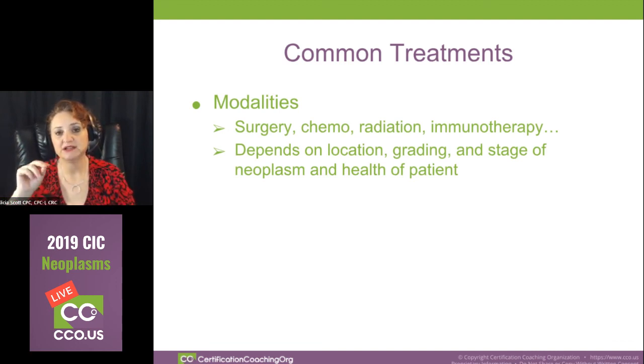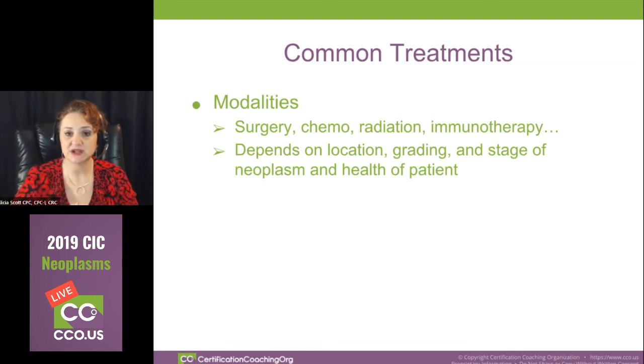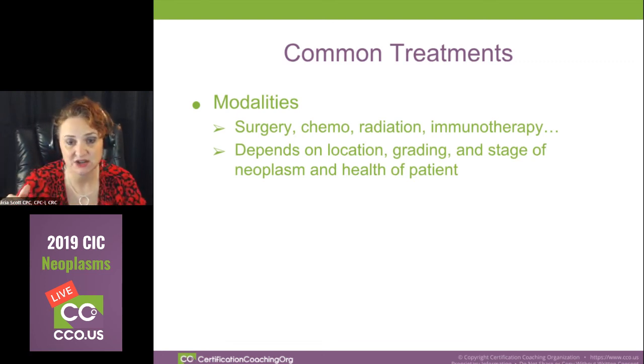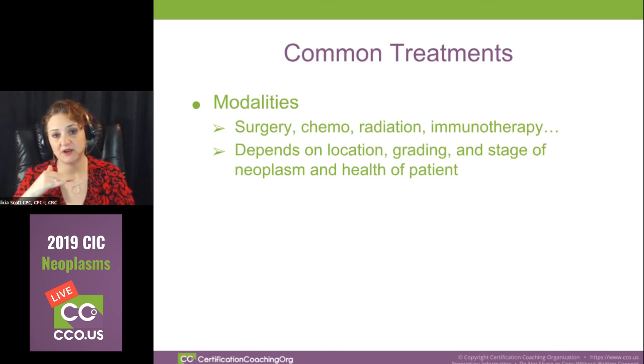Really, the modalities also are going to depend a lot on where are we treating it? Are we treating brain cancer, or are we treating lung cancer? What grade is it? What stage is the neoplasm? Have we gone from two different sides of the body with the diaphragm being the middle point? And what's the health of the patient?